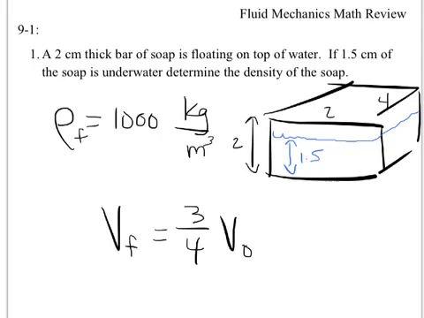12. So what's 12 over 16 reduced to? 3 over 4. So the amount of water displaced is 3/4 of the actual volume of the soap. That's this right here again. This relationship will help us solve this kind of a problem. VF is always going to be 3/4 of VO.